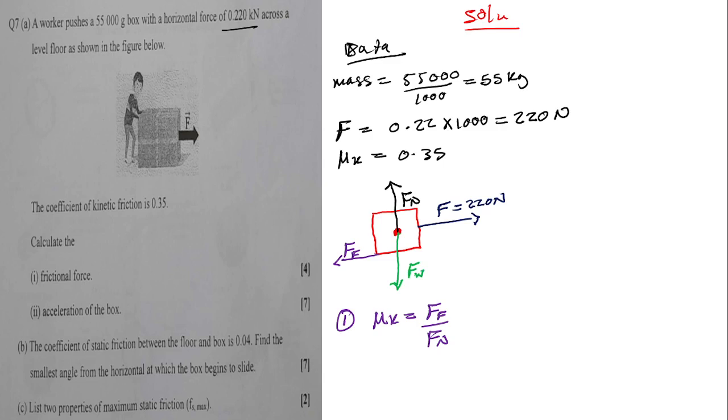That was in revision 1. So if you make the frictional force the subject of the formula, the friction force is equal to mu k multiplied by Fn, which is the normal force. The coefficient of friction we have been given is 0.35, so we have 0.35 there, and then we multiply it by the normal force.